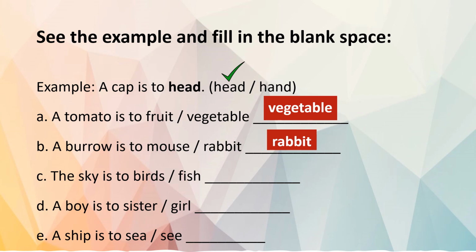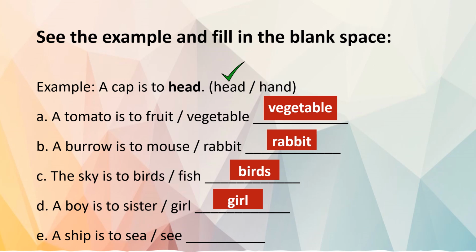Next one. The sky is to dash. Birds or fish. They have given both options, birds and fish. Which one is the correct option here? It's birds. The birds are flying in the sky. So the sky is to birds. Next one. A boy is to dash. Sister or girl? Definitely it's a girl. A boy is to girl.